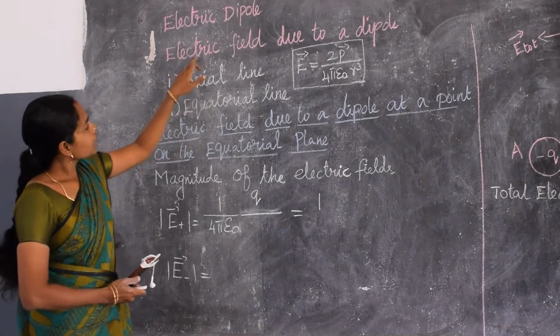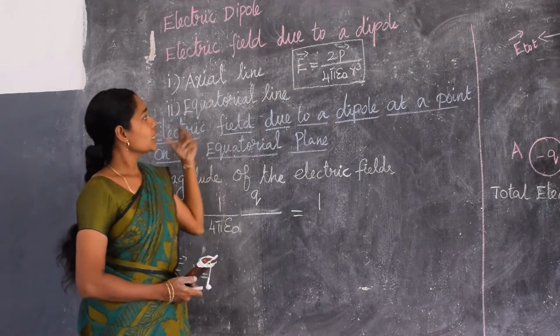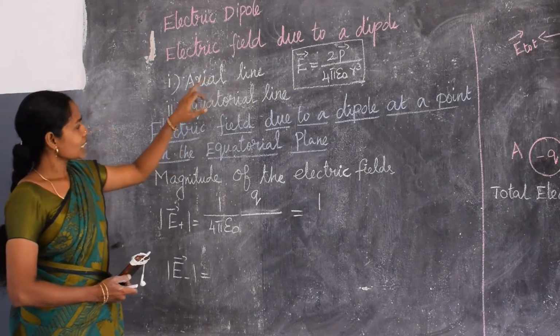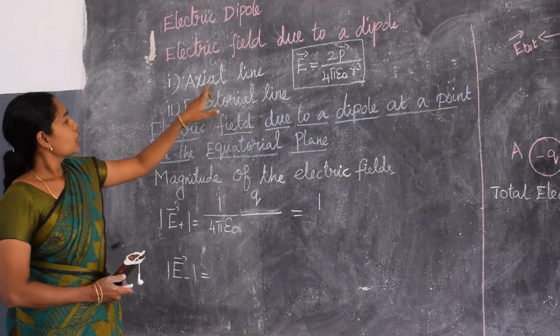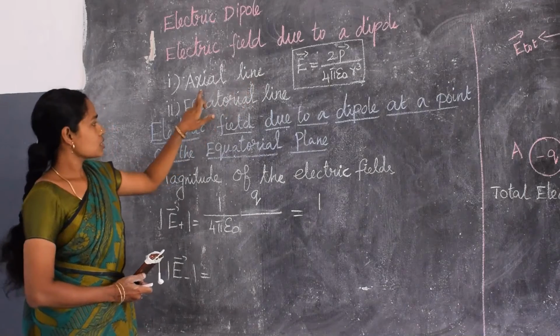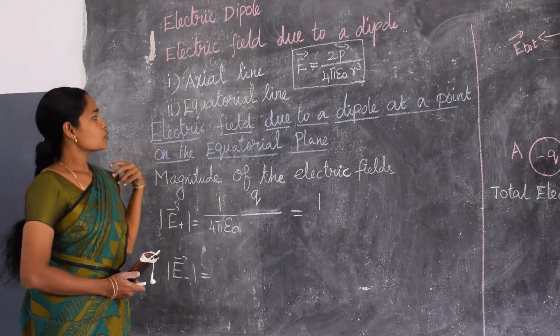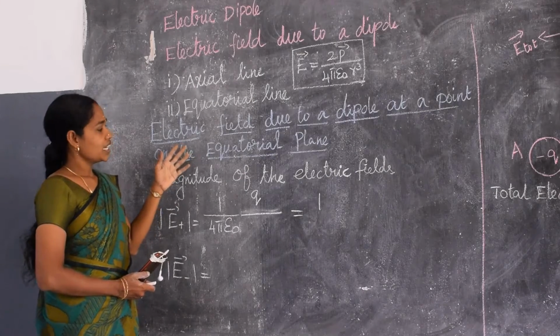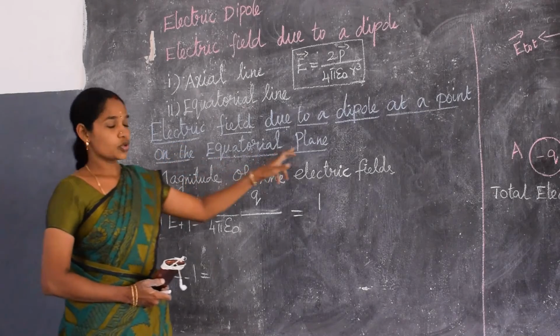And next, electric field due to a dipole. In this, two cases are there. First one is the axial line: electric field made by a dipole on the axial line. In our last class, we discussed this. Now, we are going to see the electric field made by a dipole at a position which we call the equatorial plane.